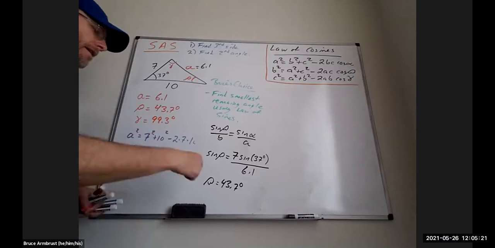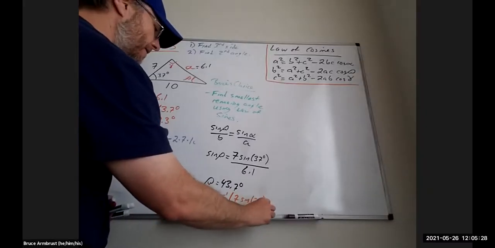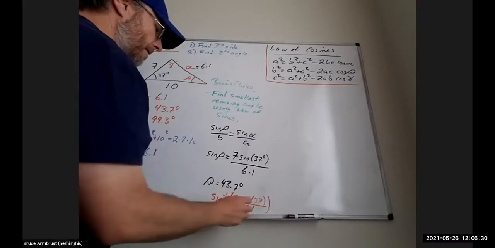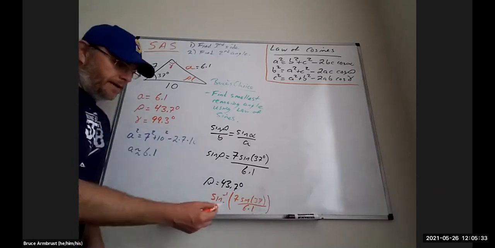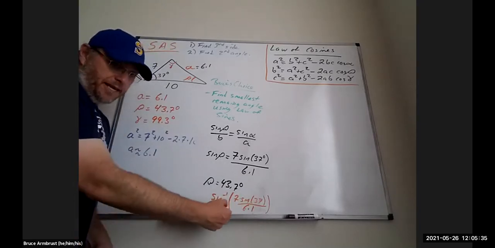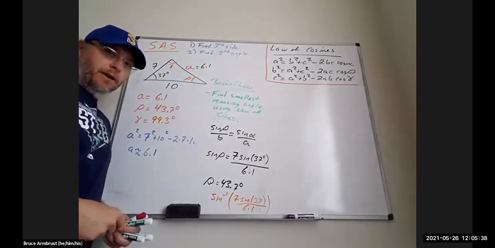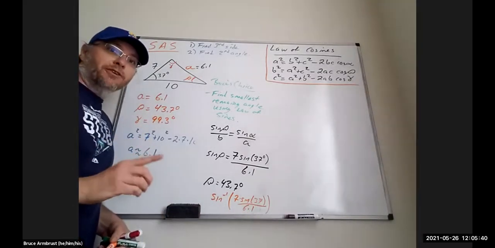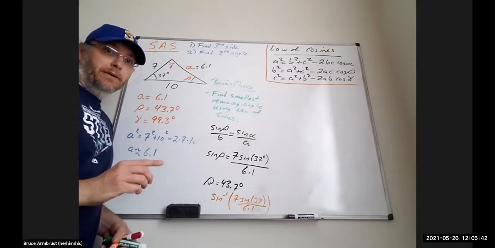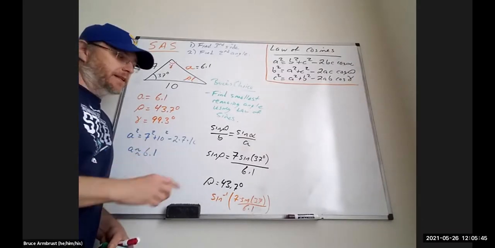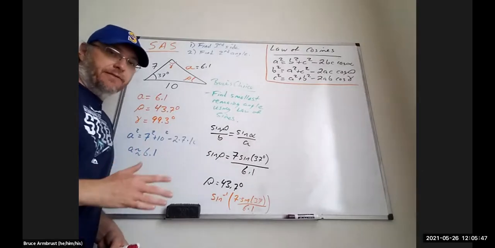How did you get 43.7 in your calculator? Because I'm just not getting the same answer. Okay, so I did inverse sine of 7 sine of 37 over 6.1. And if you did this, but got a different number, a couple of things to check. One, make sure that you're in degree mode. Because if you're not in degree mode, it's going to think that's 37 radians, which is a very different angle.